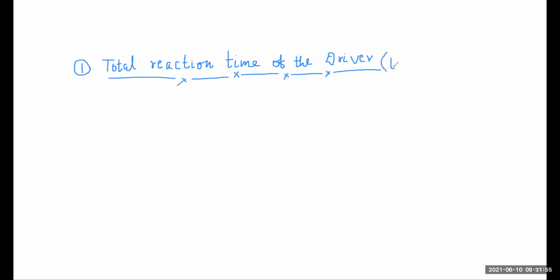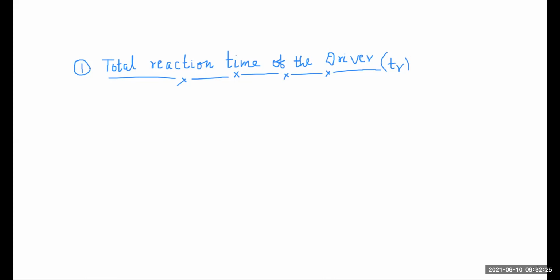Someone says, sir, when we see the object and then apply the brake, the time between seeing and braking is known as total reaction time of the driver. Okay, can anyone give a different definition from these?